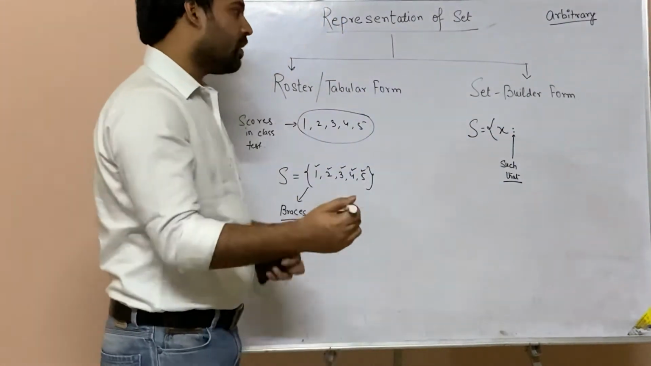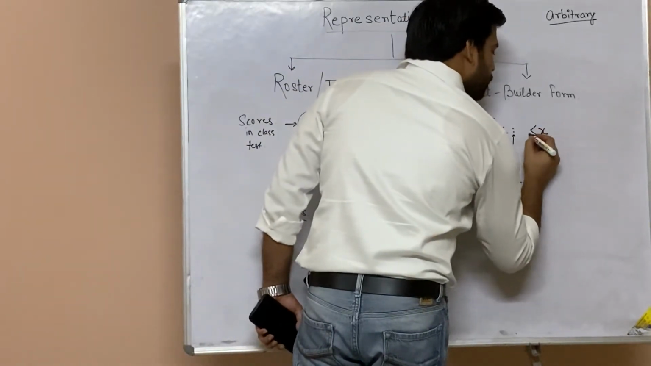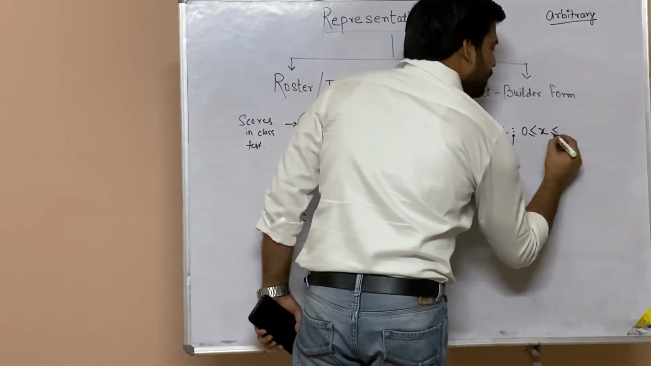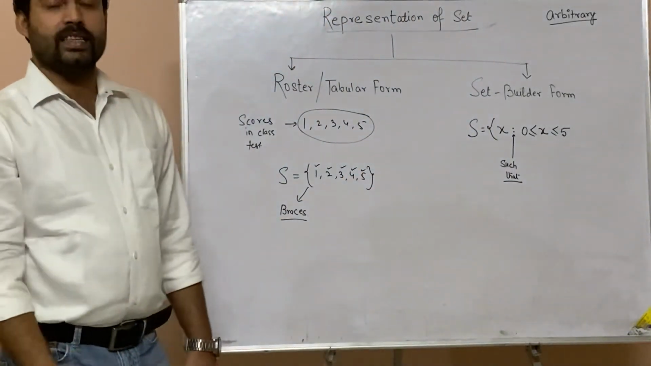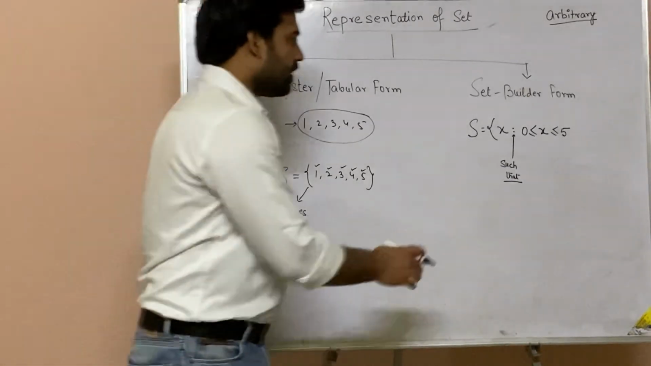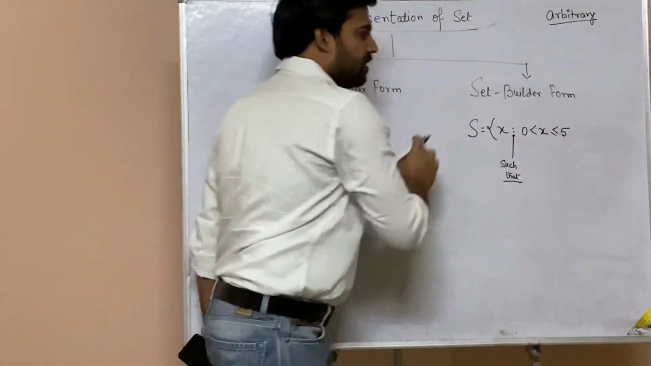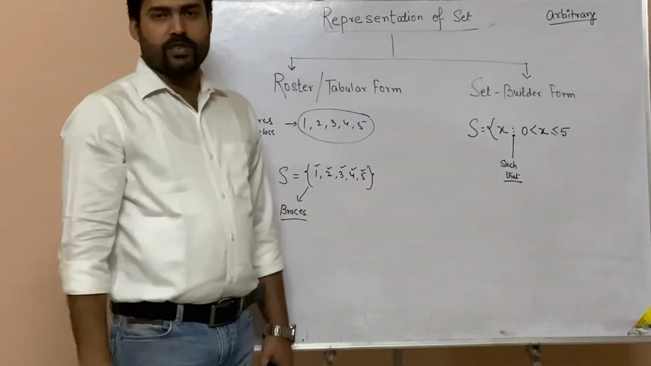The story is what? That x is greater than or equal to 0 and less than or equal to 5. Now, greater than 0, less than 5. Okay, not greater than or equal to, we will simply write greater than 0 because we are not having 0. So greater than 0 and less than or equal to 5.